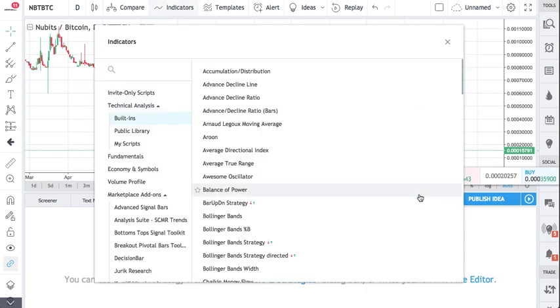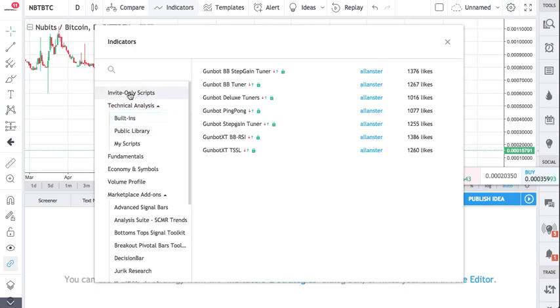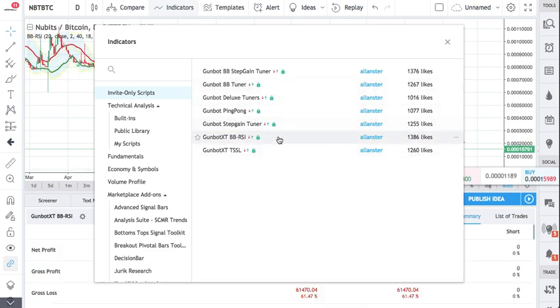Insert indicator after right-clicking on the chart. I head to invite only script, and since we're going to do the Bollinger Band and RSI strategy, I'm going to go ahead and give that a click. And this is one of Allanster's free scripts, so you can request access from him to get it.